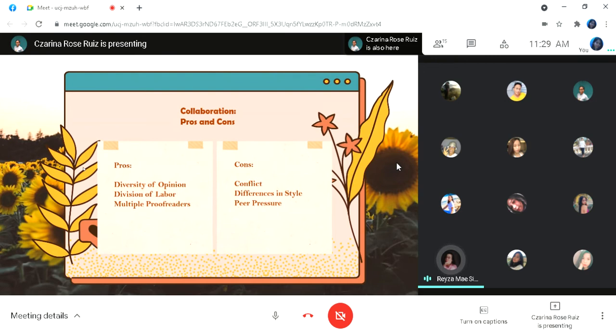Differences in style: a collaborative writing project may display an unwanted variation in writing style if not carefully edited. Also, team members might have different working styles. Some might get it done as pragmatists, while others might be procrastinating perfectionists. The last one is peer pressure. If a team member is very quiet or unassertive, he or she will have a hard time being heard in the group setting. Collaborative writing projects, however, can be a good means by which shy people can learn to better interact with others. So next, please.